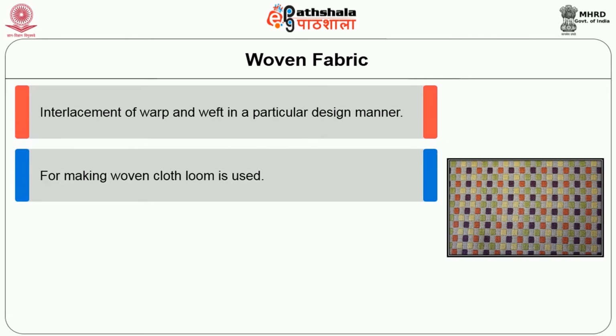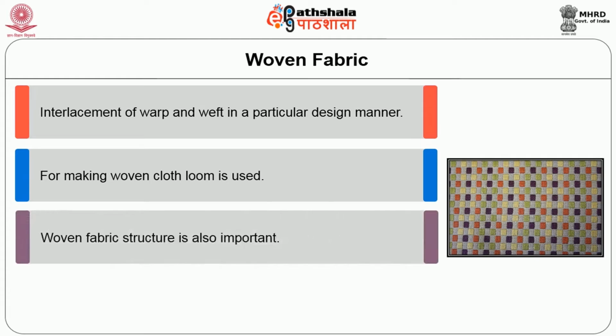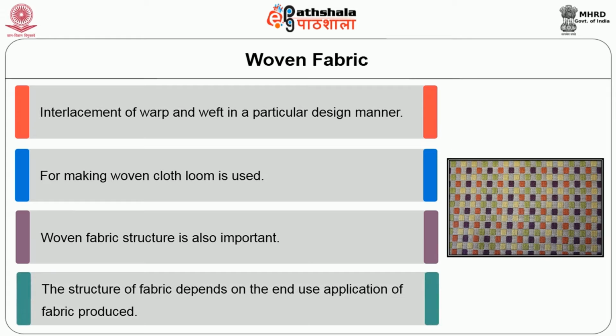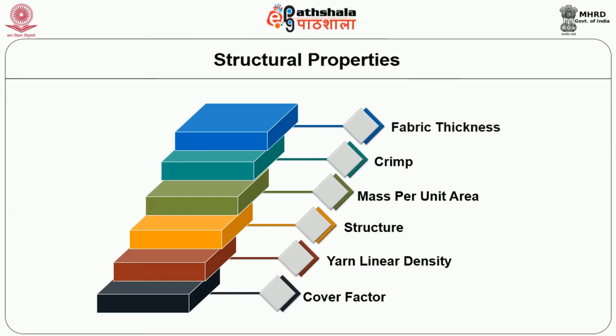For making a woven fabric cloth, a loom should be used. Woven fabric structure also plays an important role in geometric properties. The structure of the fabric depends on the end-use application of the fabric produced. What are the structural properties of a fabric to be determined? One is cover factor, yarn linear density, structure of the fabric, mass per unit area, crimp, and fabric thickness. These are the surface properties, the geometric properties of the fabric.